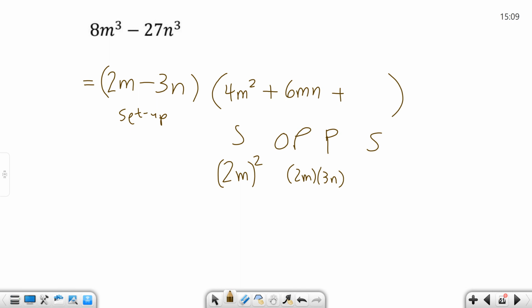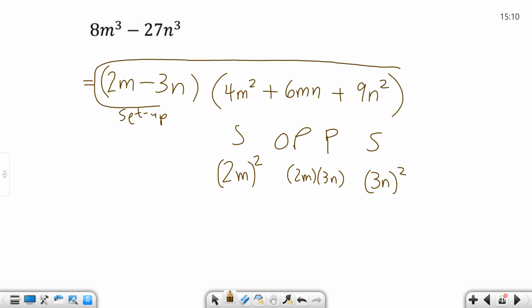Always a plus. And then square the last term. 3n squared is going to be what? 9n squared. You got to square the 3 and the n, the variable. Okay? So 9n squared. So 2m minus 3n, and then 4m squared plus 6mn plus 9n squared.